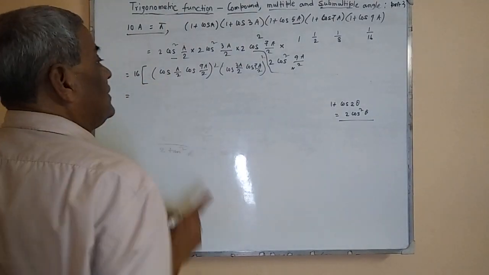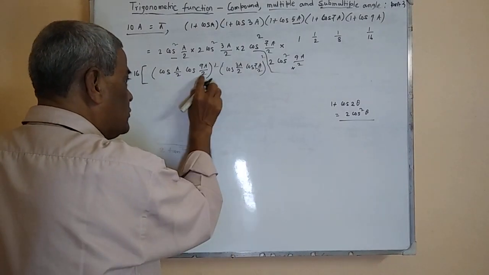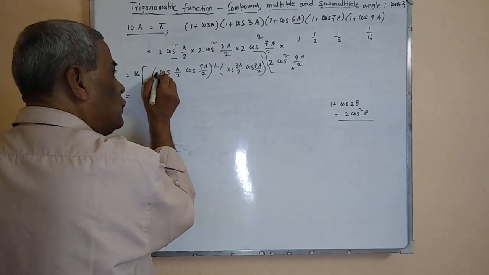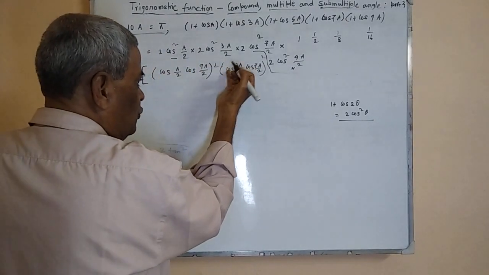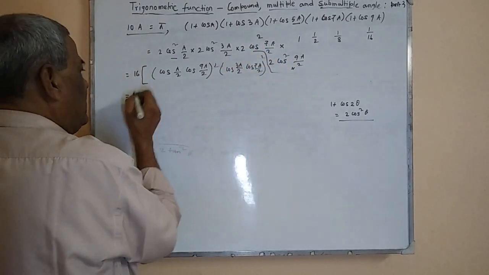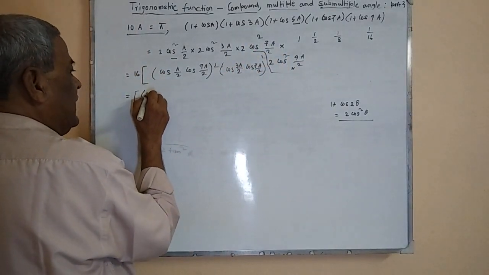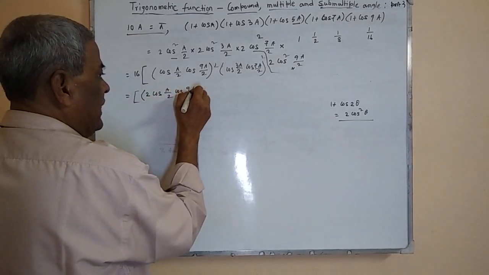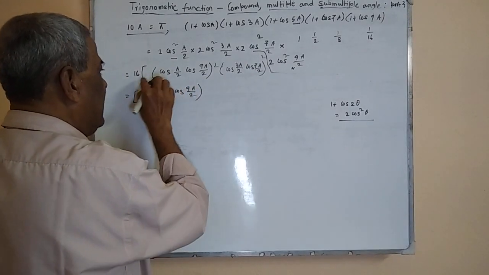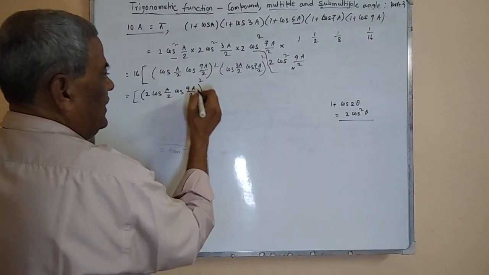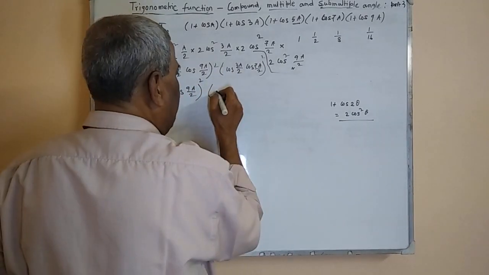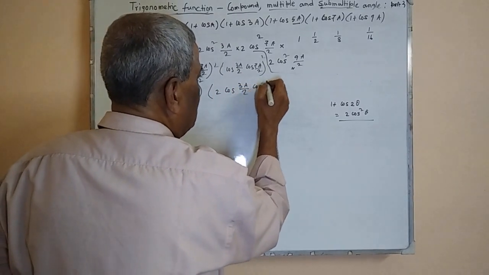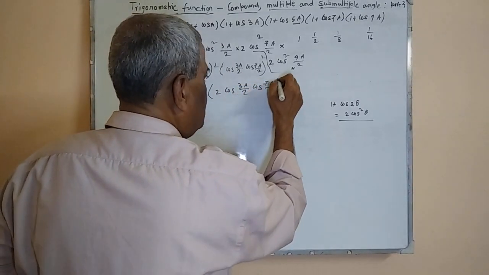2 cos A cos B, there is a formula. Similarly 2 cos A cos B. So I have to put there 2, that is 4. There also 2 means 4. That's 16. Now put it there: 2 cos A by 2 cos 9A by 2. Actually we have taken 4 there, whole square, into another 2 there: 2 cos 3A by 2 into cos 7A by 2, whole square.